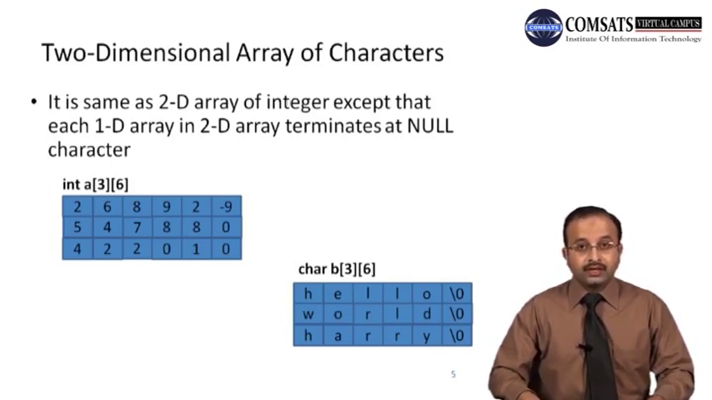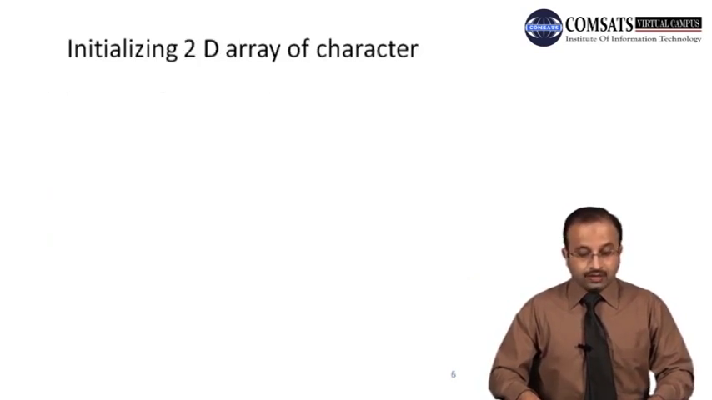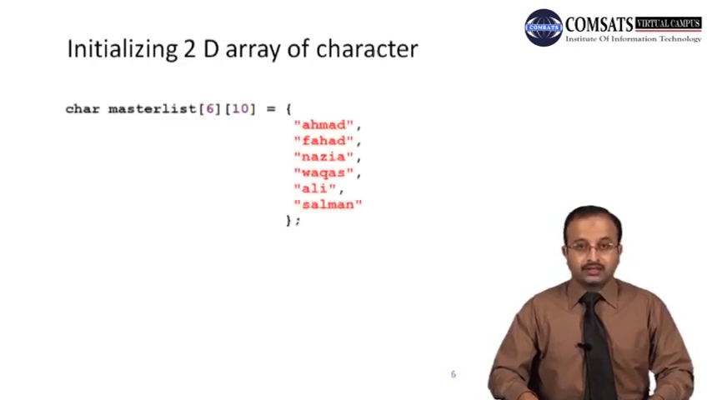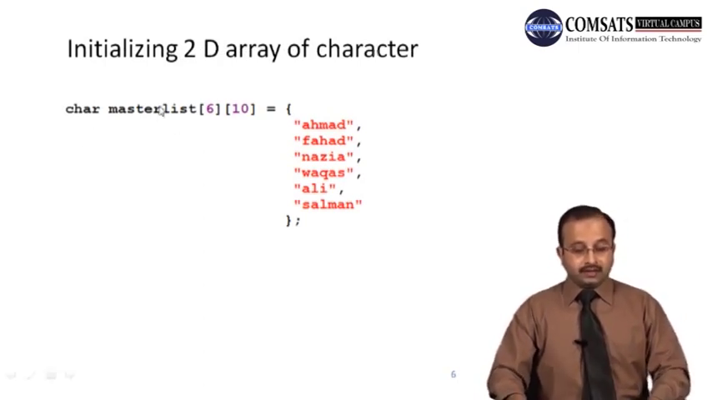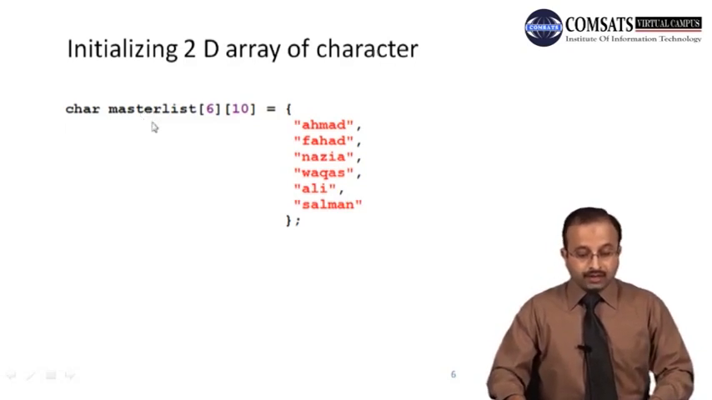But in a 2D array, each 1D array terminates at a null character, as shown in the slide. Now, initializing a two-dimensional array of characters. This is one way of initializing a two-dimensional array of characters, and that is initializing at declare time. So you're declaring a two-dimensional array, that is master list. It contains 6 rows and 10 columns.